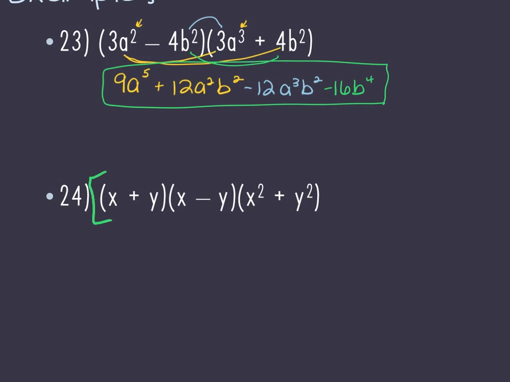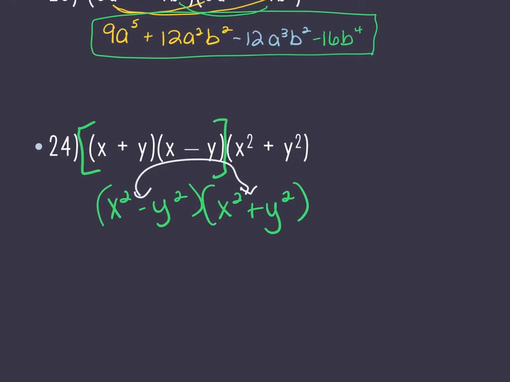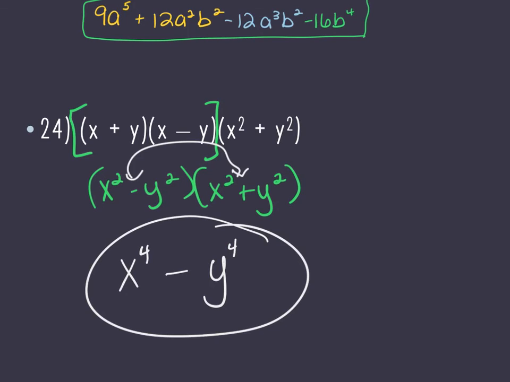This one here, we've got a special product, right? So we could do x squared minus y squared. And then we've got another special product. These are the same except for their signs in between. So we just square the first. X squared squared is x to the fourth. Square the last. Y squared squared is y to the fourth. Put a minus between them.